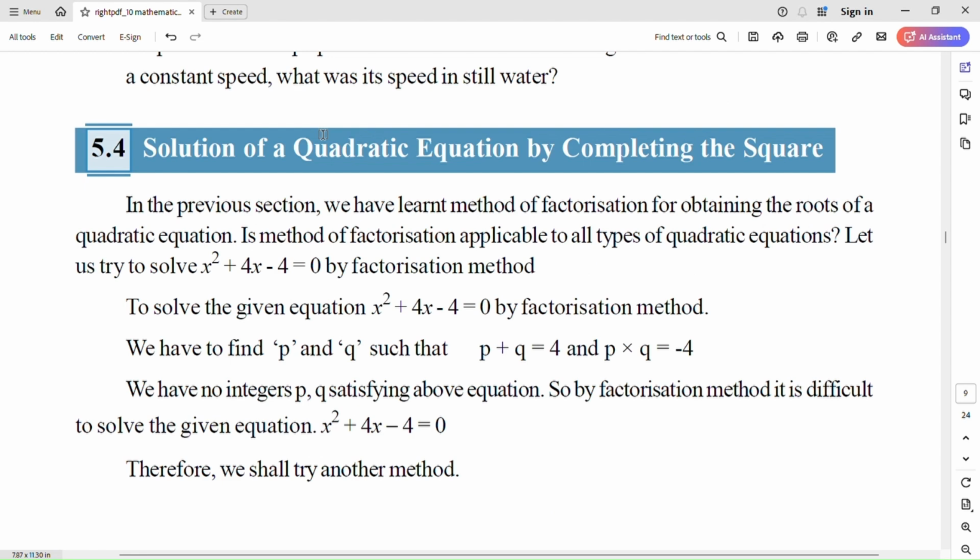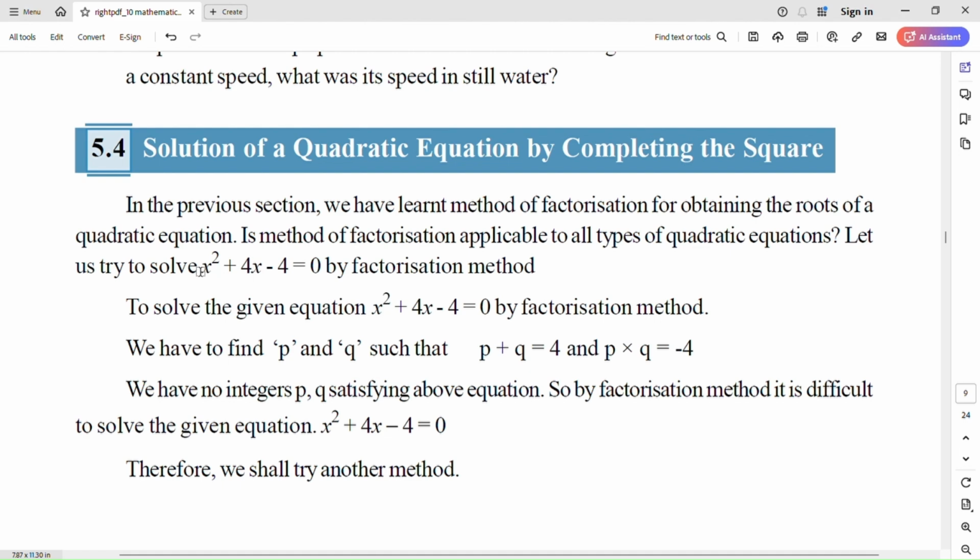Okay, let us learn another way of solving a quadratic equation: solution of a quadratic equation by completing the square. This is another method. And the first thing you should question is why we require another method. If you see some quadratic equations, you cannot factorize them easily.